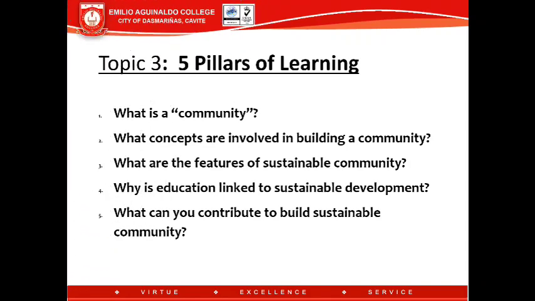As we start our lesson for today, here are some guide questions that might help you discover the essence of knowing the scope of learning, education with regards to the community, and sustainable development. First, what is a community? Second, what concepts are involved in building a community? Third, what are the features of a sustainable community? Fourth, why is education linked to sustainable development? And what can you contribute to build a sustainable community?